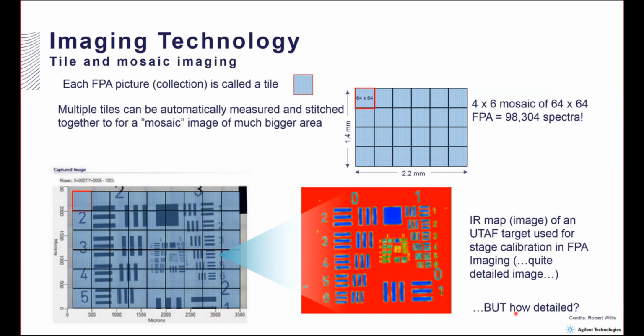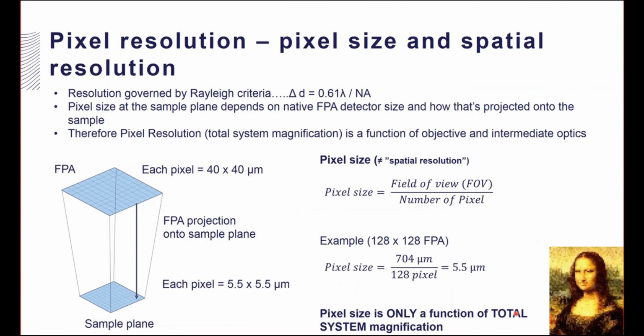But how detailed are these images? To know that, we need to introduce the concept of pixel resolution, pixel size, and spatial resolution. We know that the resolution is governed by the Rayleigh criterion, and it's basically 0.61 lambda over the numerical aperture. The pixel size at the sample plane, where we have the sample, depends on the size of our focal plane array detector and how it is projected onto the sample. The pixel resolution, the total system magnification, is a function of the objective and the intermediate optics we have in our system.